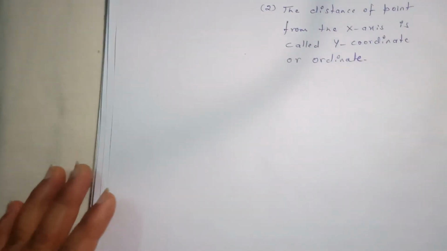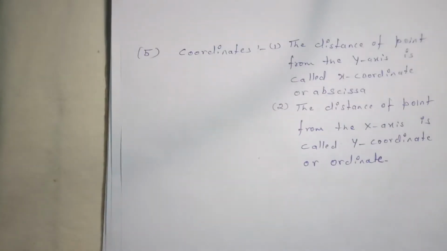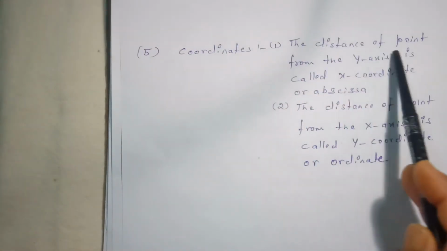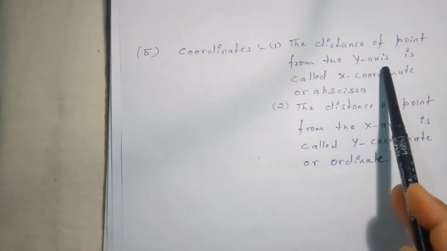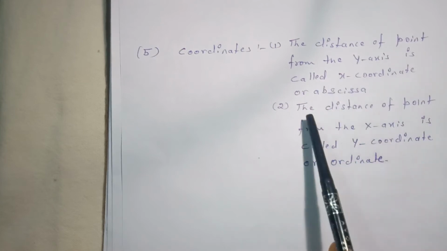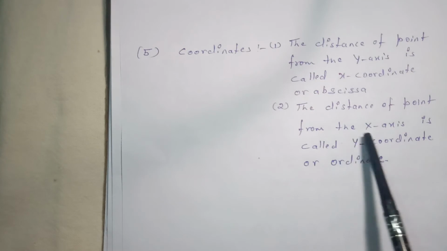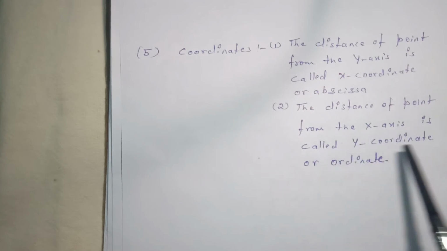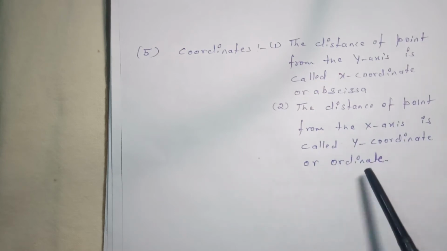Fifth point, coordinates. The distance of a point from the y-axis is called the x-coordinate or abscissa. The distance of a point from the x-axis is called the y-coordinate or ordinate.